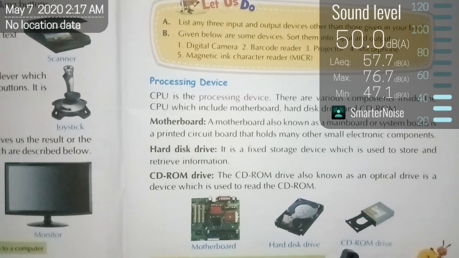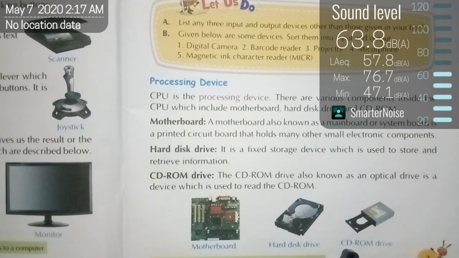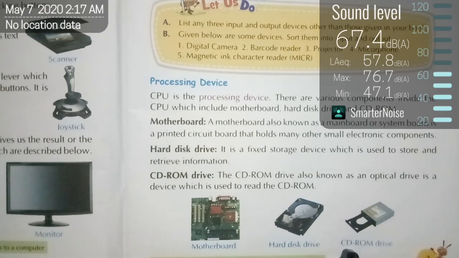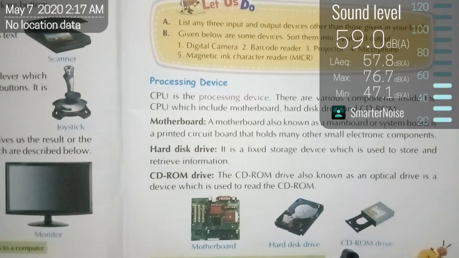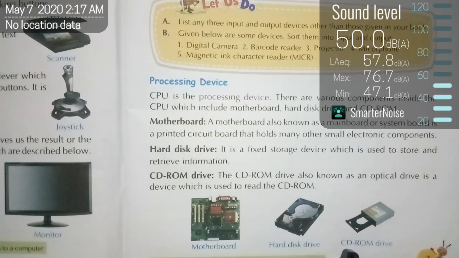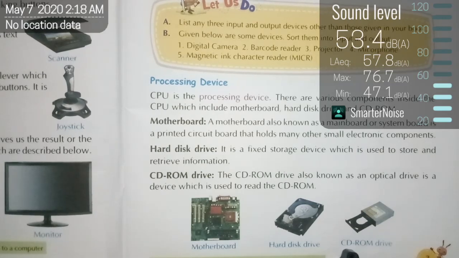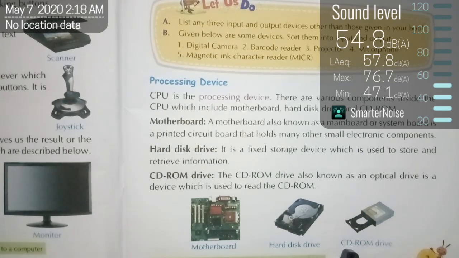Motherboard. A motherboard, also known as the main board or system board, is a printed circuit board that holds many other small electronic components. So what it says is that it is a printed circuit board and it has many components, parts in it, and with those parts it forms a board which does many functions for the computer.